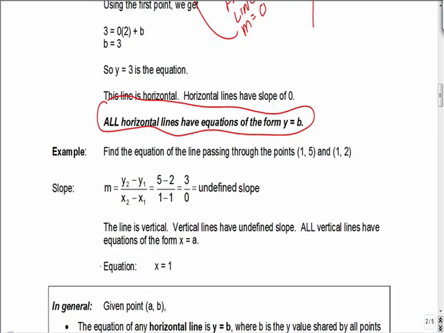Now let's take a look at a second example. Suppose I want to find the equation of the line passing through the points (1, 5) and (1, 2). Again, if I graph those two points, they will line up vertically. So those two points produce a vertical line.